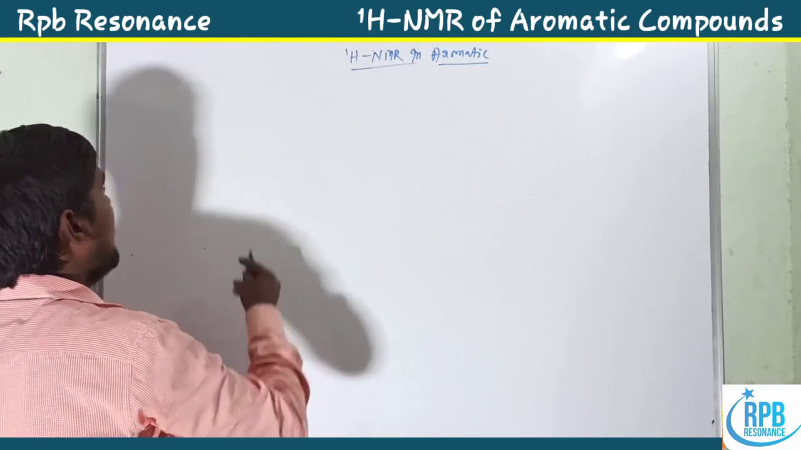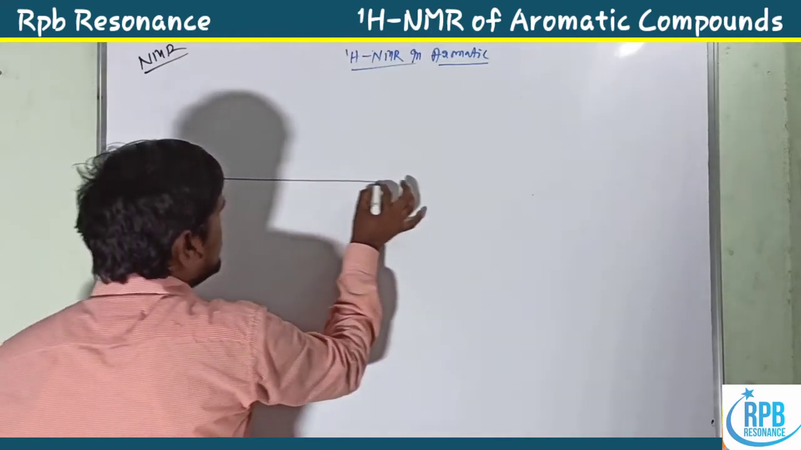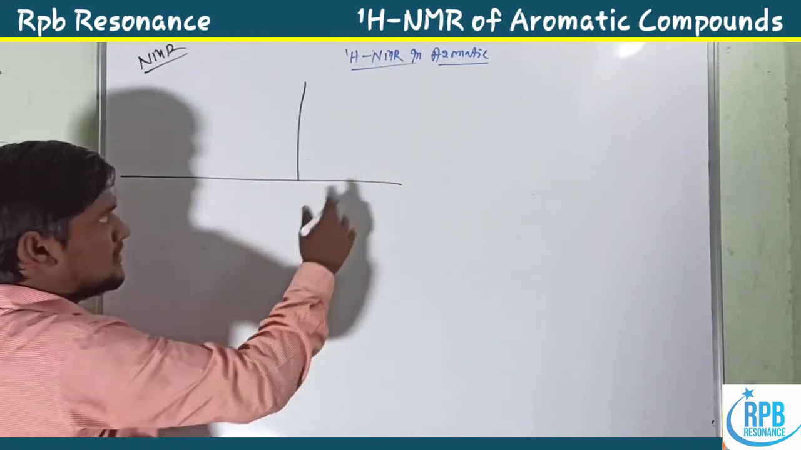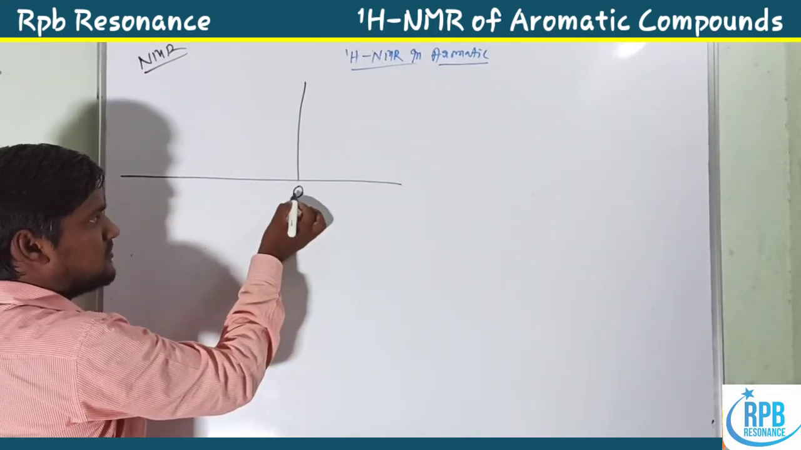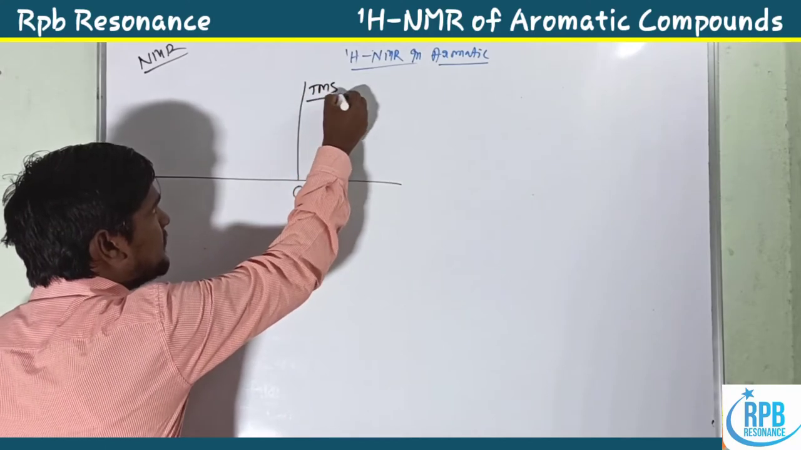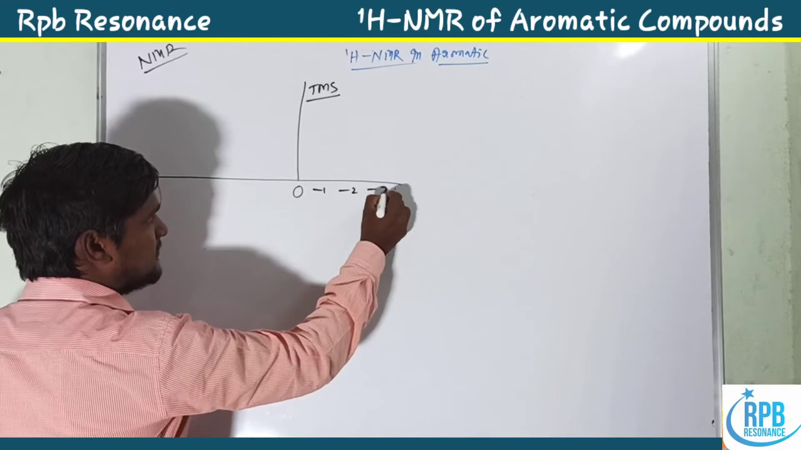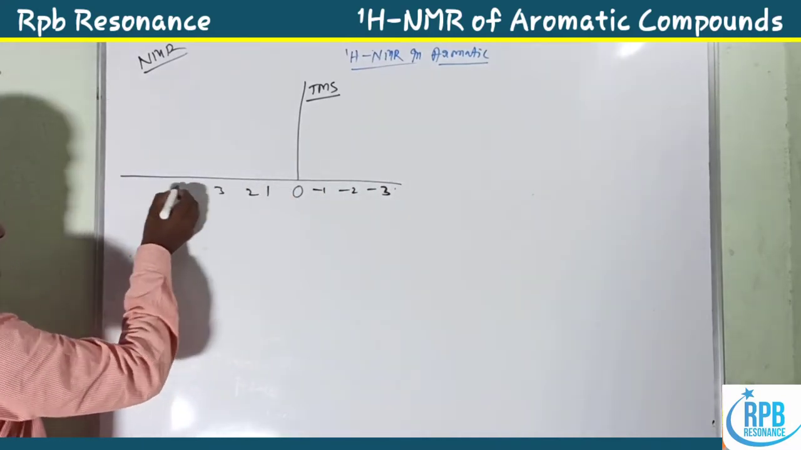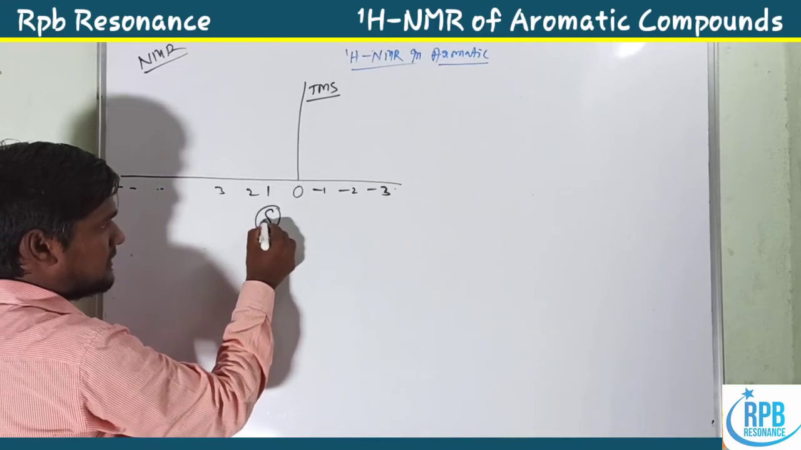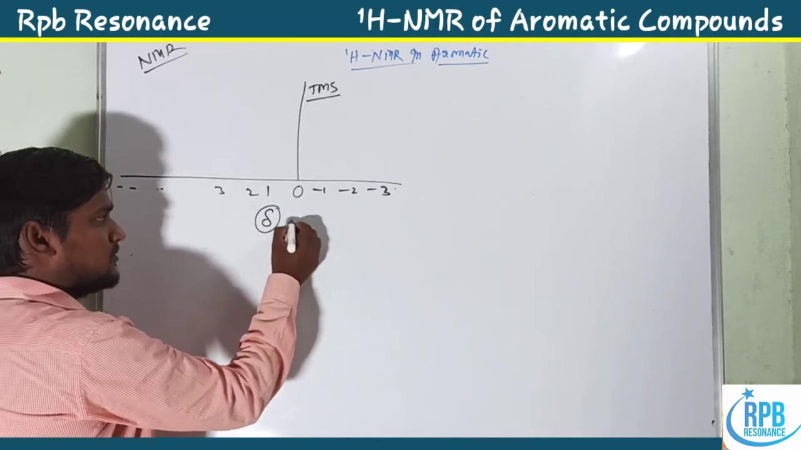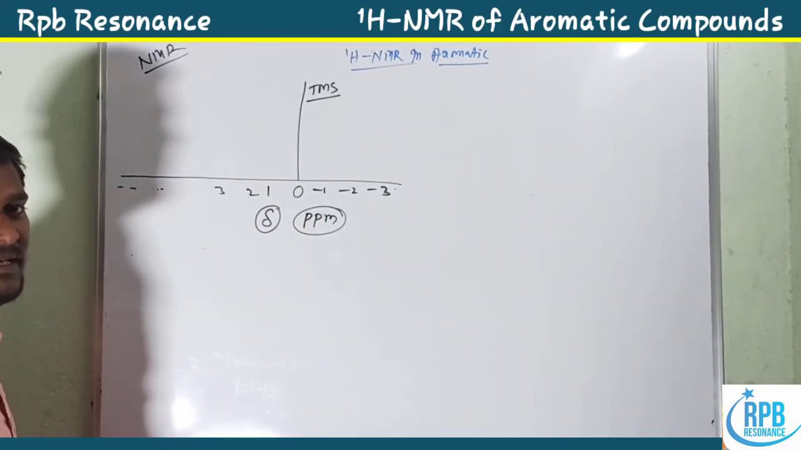Here NMR is nuclear magnetic resonance spectroscopy, which predicts the proton nucleus. Here is the graph of proton NMR. This zero is the reference compound TMS. On the right side it is 1, 2, 3, and so on. These values are denoted by delta, which is called chemical shift, and the units are parts per million, simply ppm.